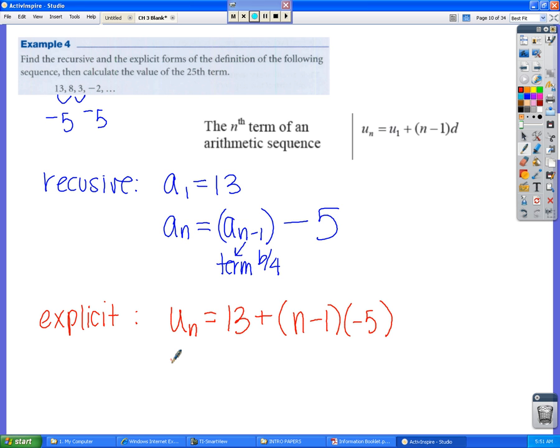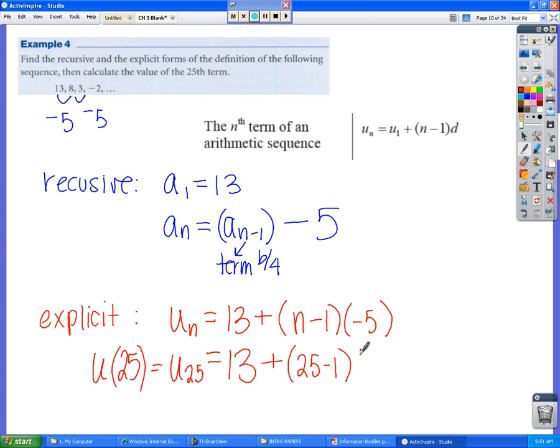And then it asks you to find the 25th term. So u sub 25, that's the same thing as you doing something like this. Function notation. The input is 25. The output is u of 25. So I would do 13 plus the 25th minus 1 times negative 5. And that would give you the 25th term.